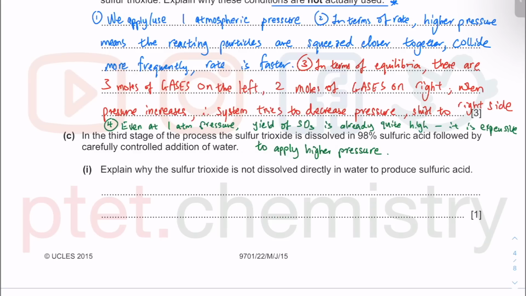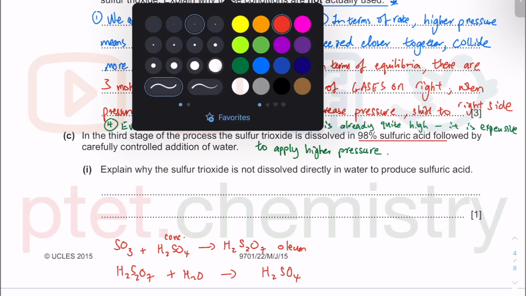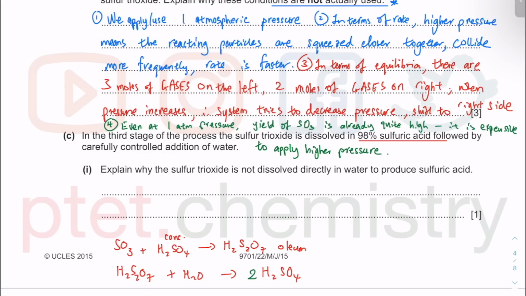In the third stage of the process, the sulfur trioxide is dissolved in this 98% sulfuric acid. So what you actually get is oleum. If you think about the equations, the SO3 dissolves in concentrated sulfuric acid, and then you add them up, you get H2S2O7. That is what you call oleum. And then this H2S2O7 is what you dissolve in water to give you your concentrated sulfuric acid. And when you balance the equations, you will need 2 of that. So 4 hydrogen, 2 sulfur, and then 8 oxygen like that.